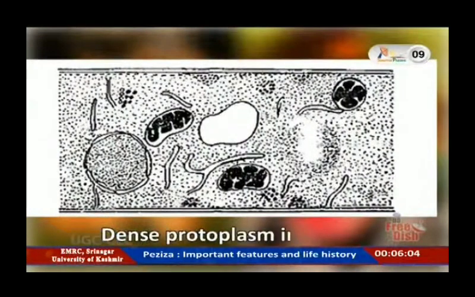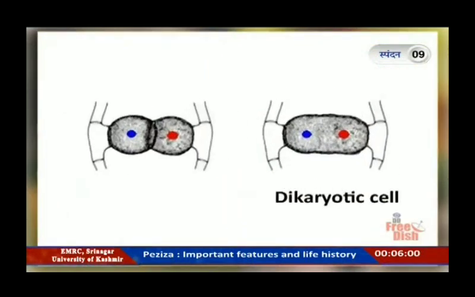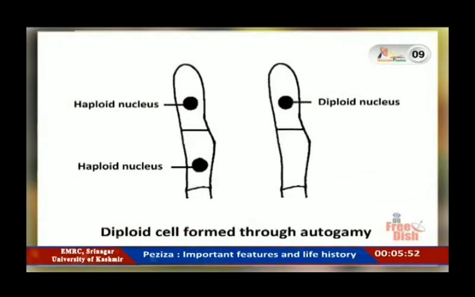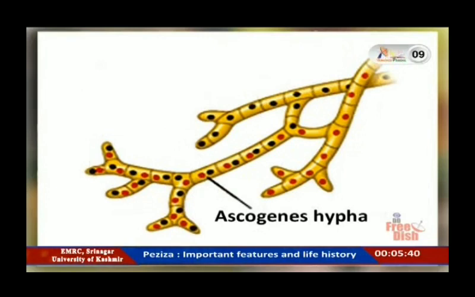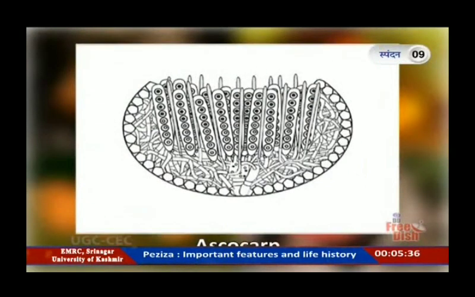Some hyphal branches in the mass of hyphae bear dense protoplasm, and the two adjacent cells of these hyphae fuse to form a dikaryotic cell. However, in certain cases, one must remember that autogamous pairing takes place. Cell division in the dikaryotic cell occurs in such a way that the resulting cells are dikaryotic and form an ascogenous hypha. The dikaryotic hyphae grow together to form a reproductive structure called an ascocarp.